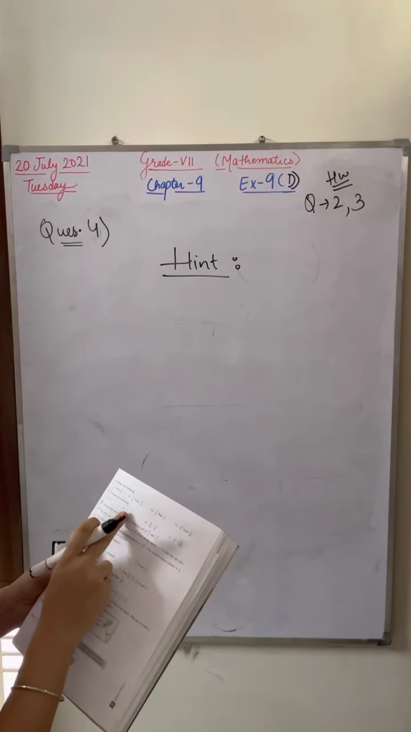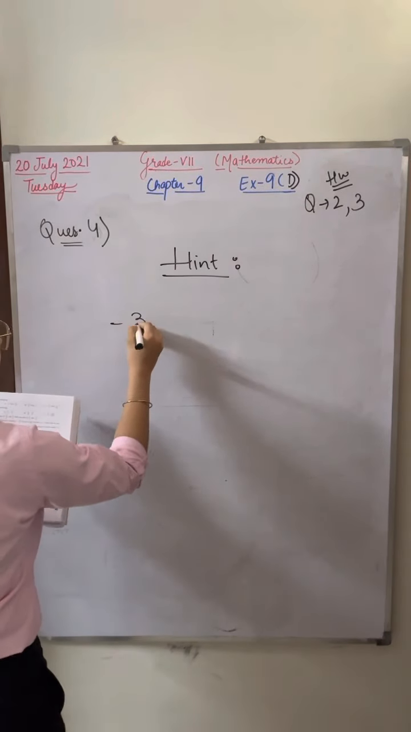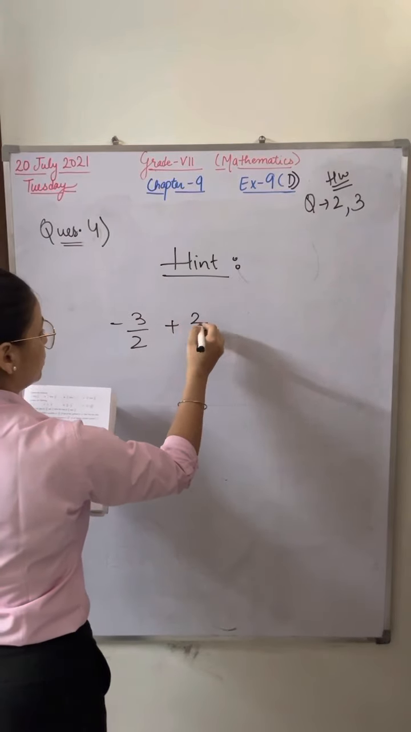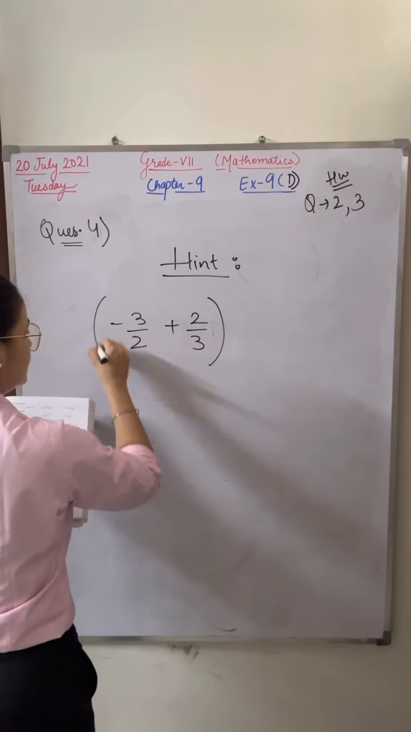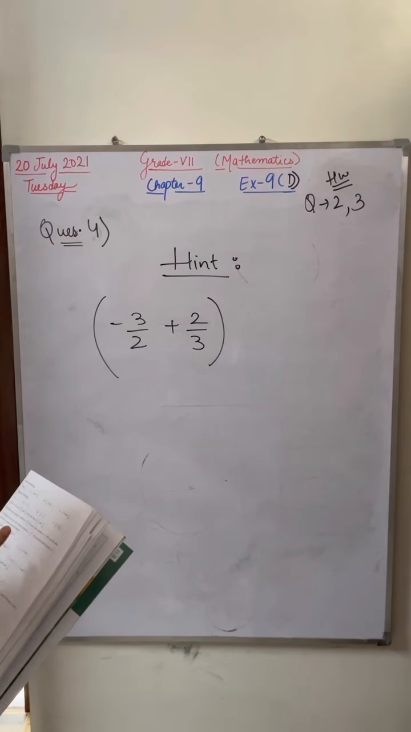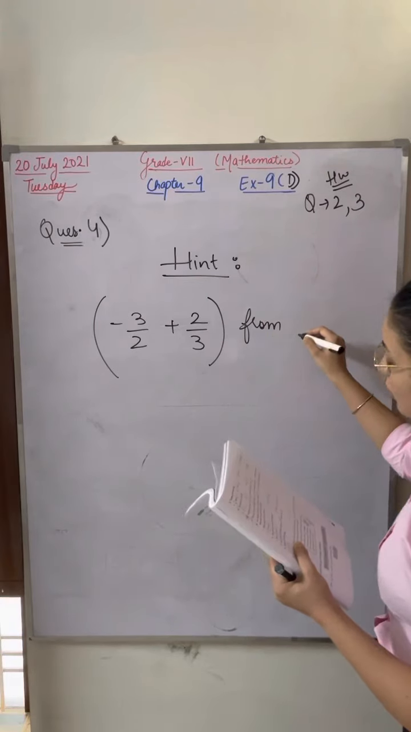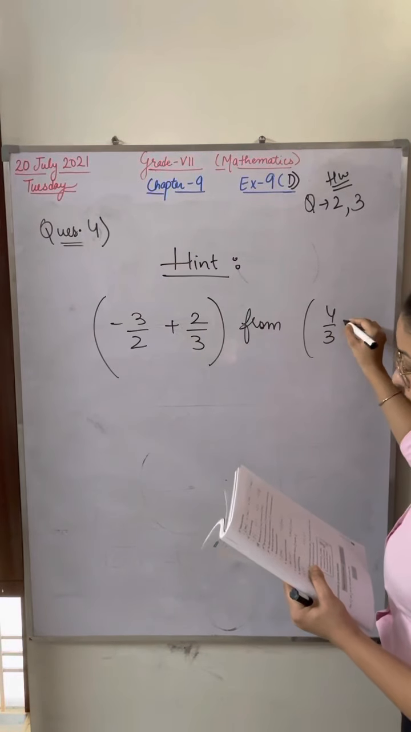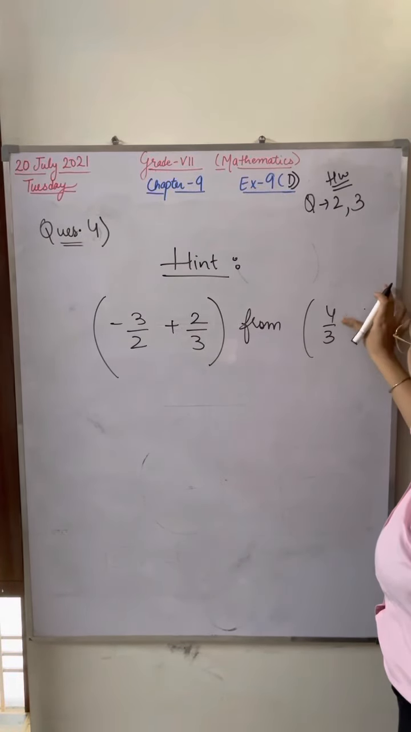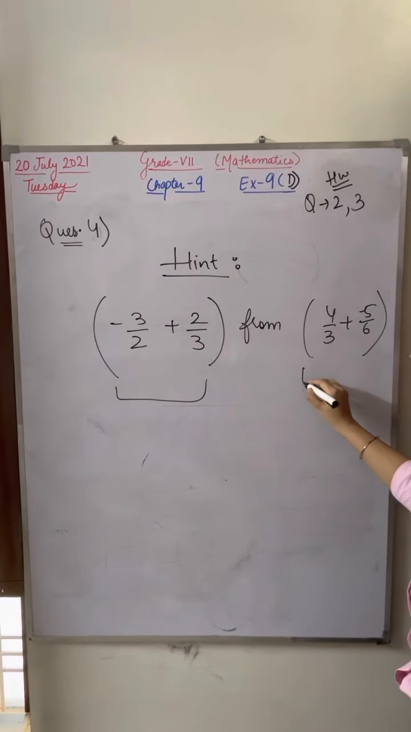Subtract the sum of minus 3 by 2 and 2 by 3. Minus 3 by 2 and 2 by 3. Take out the sum of these. Okay? They are saying take out the sum of these. Subtract the sum of this from the sum of 4 by 3 and minus 5 upon 6. Okay, you have to solve this bracket, you have to solve this bracket.